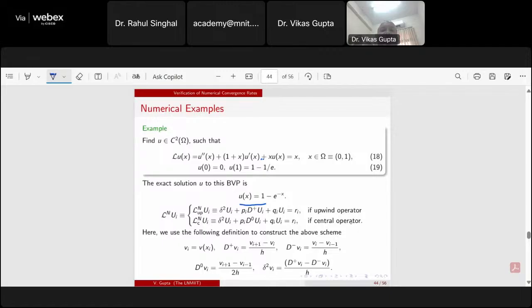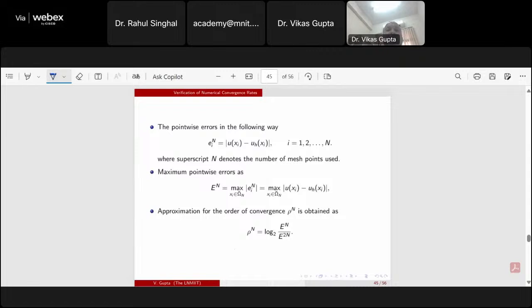And while applying the central difference operator, your scheme will take that form, where D plus is the forward difference operator, D minus is the backward difference operator, D naught is the central difference operator for the first order derivative, and delta square v_i is the central difference operator for the second order derivative. Pointwise error we can calculate at each point by using this formula: e_i^n is equal to mod of u(x_i) minus u_h(x_i), i equal to 1 to n, where superscript n denotes the number of mesh points used.